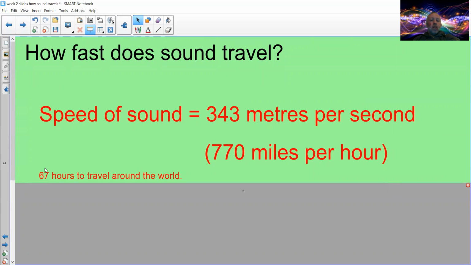If you were to make an enormously loud sound, it would take 67 hours to travel all the way around the world and back. So pretty quick, but not the quickest thing.